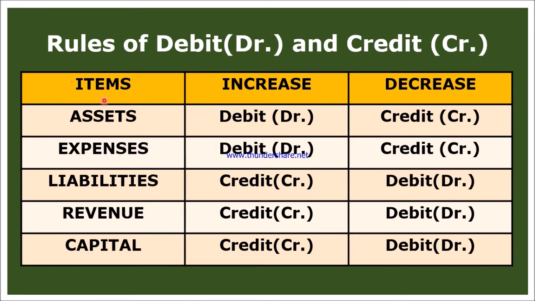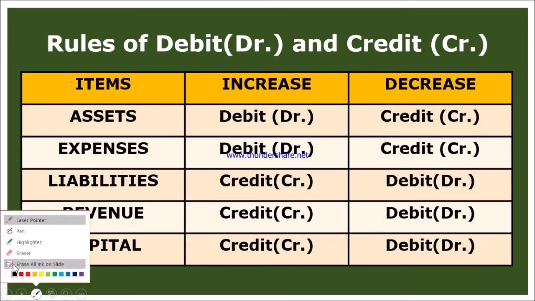Assets and expenses have the same rule. If those increase, then we have to debit. If those decrease, then credit that. On the other hand, liabilities, revenue and capital, these three have the same rule: increase credit and decrease debit. So these are the rules of debiting and crediting of different items.